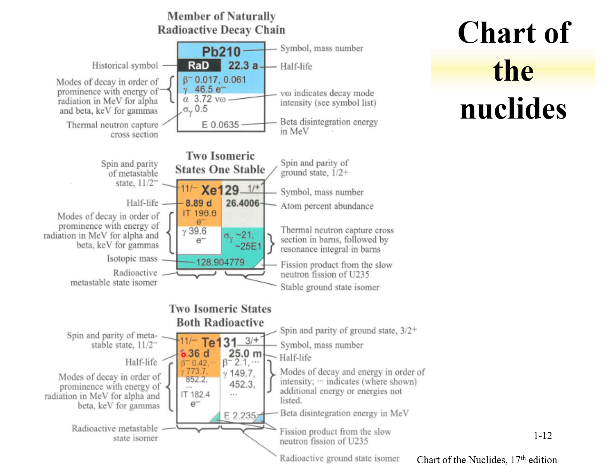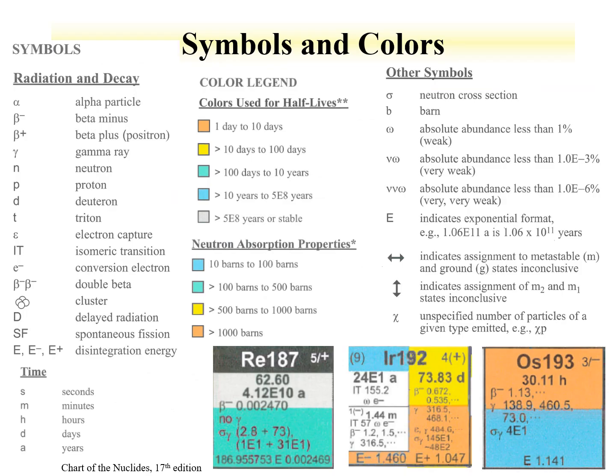The metastable state, spin and parity, 11 halves minus. Ground state, 3 halves plus. The half-life of each state, and then the other data as we discussed. The chart of the nuclides also utilizes symbols and colors to convey information.